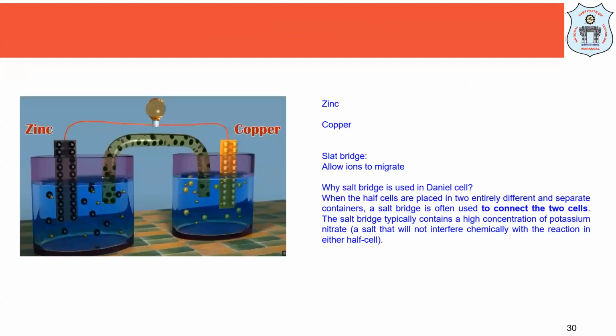Okay, so this is a Daniel cell. We know about this. We have seen that zinc and copper are used to demonstrate the cell. When the half cells are placed in two entirely different and separate containers, we use a salt bridge to connect them. Okay, so the salt bridge typically contains a high concentration of potassium nitrate. That salt should not take part chemically in the reaction, either in the zinc or the copper cell.